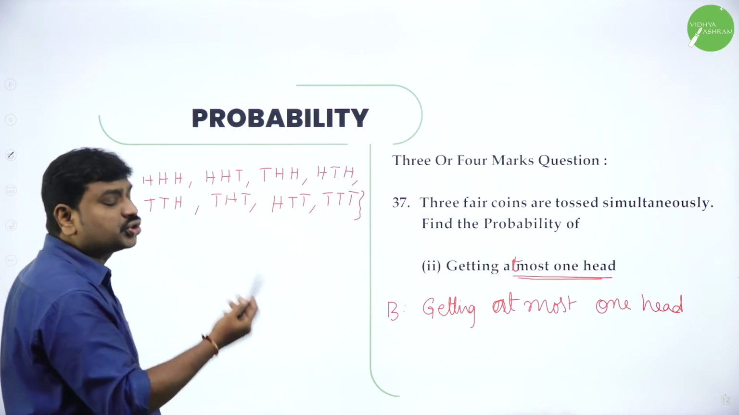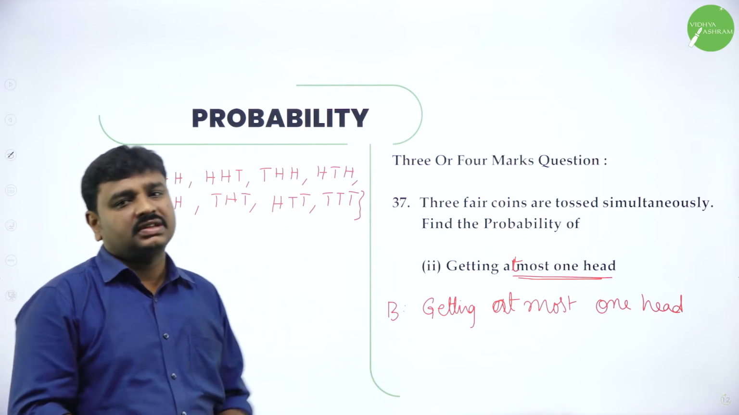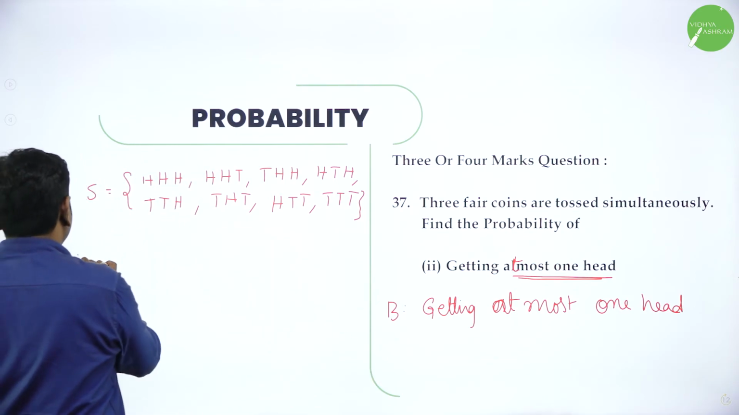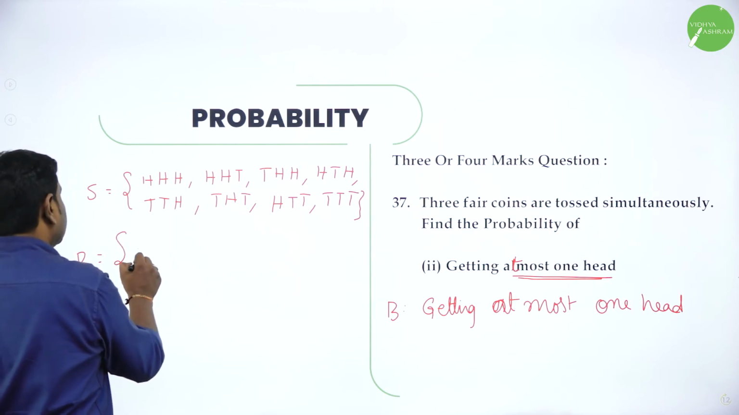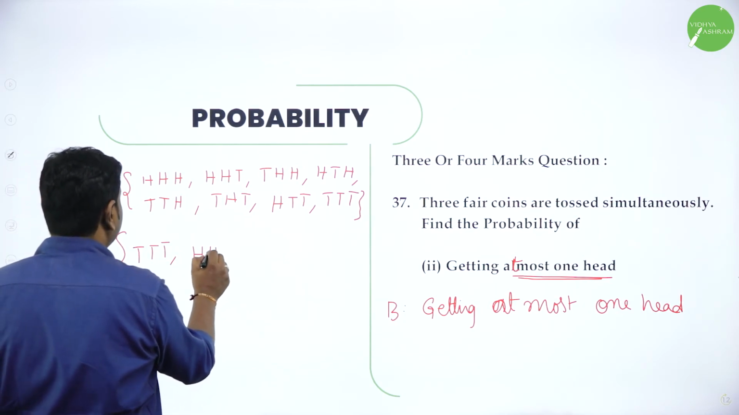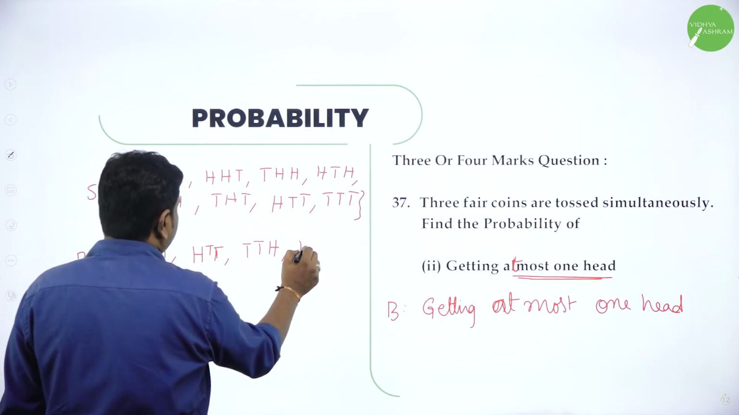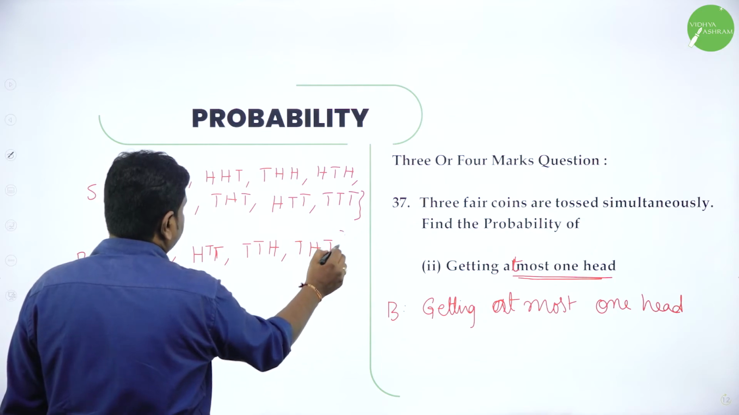So in that at most one head, what is meant by at most one head? One or less than one heads. One or less than one heads means I may get all 3 tails, 0 head, or one head. One head means what? Head, tail, tail, tail, head, tail, tail, tail, head.